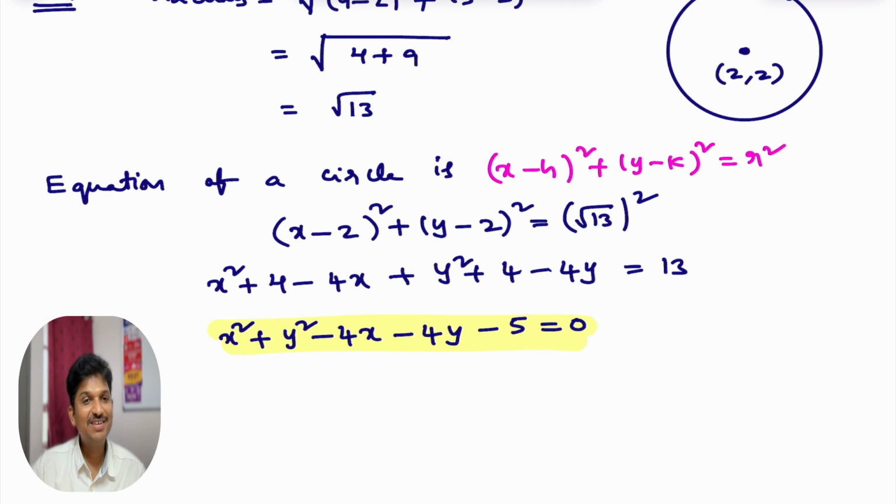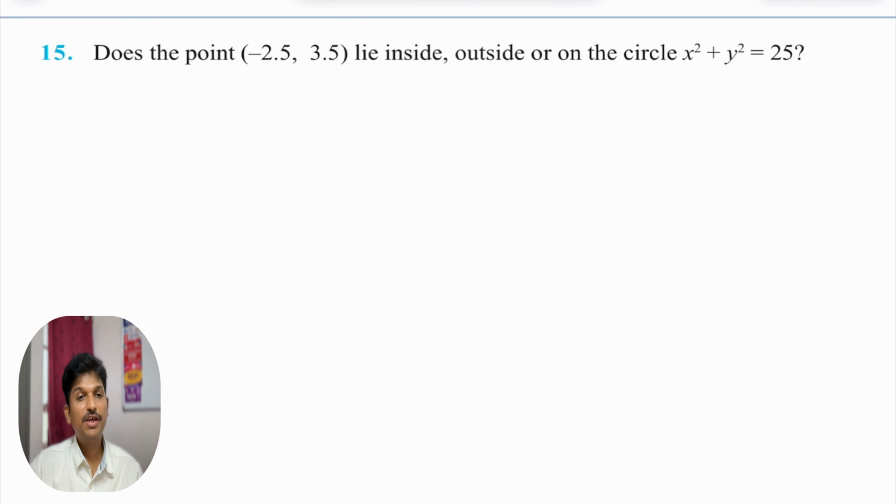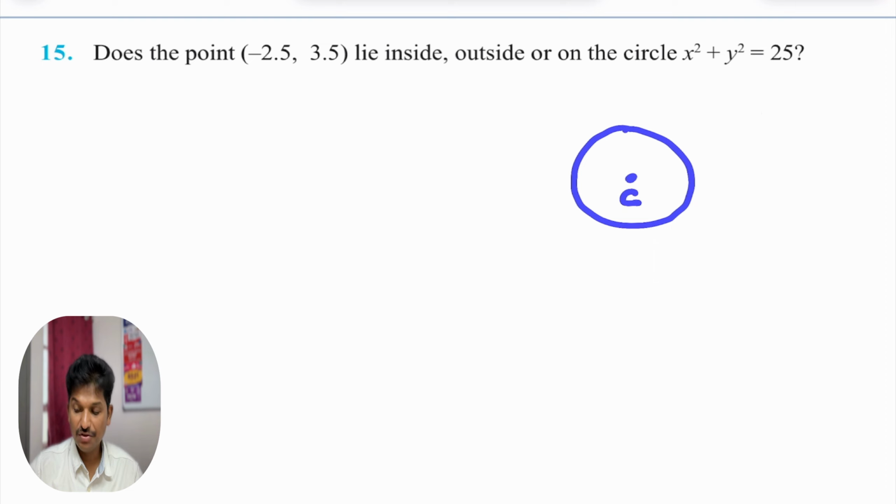I hope you are understanding. Now we came to the last question of this exercise. Here, how to decide whether a point lies inside the circle, outside the circle, or on the circle. See, this is the circle, and this is the center of that circle. You take one point anywhere. Suppose I take point P here, we need to decide whether this point P lies inside or outside, right?